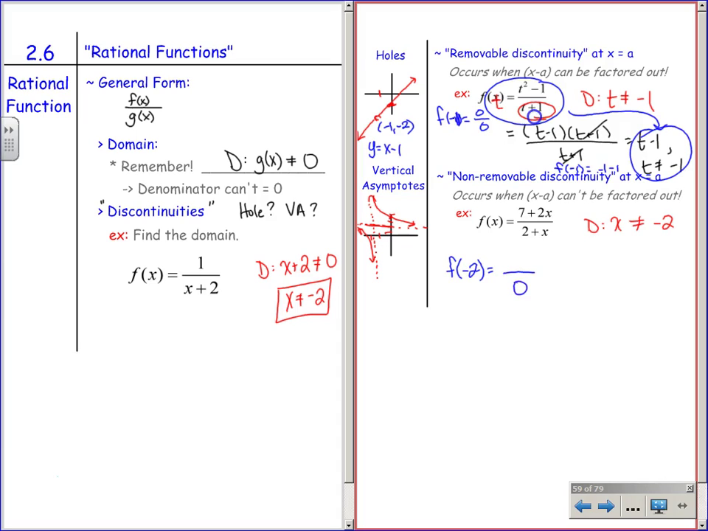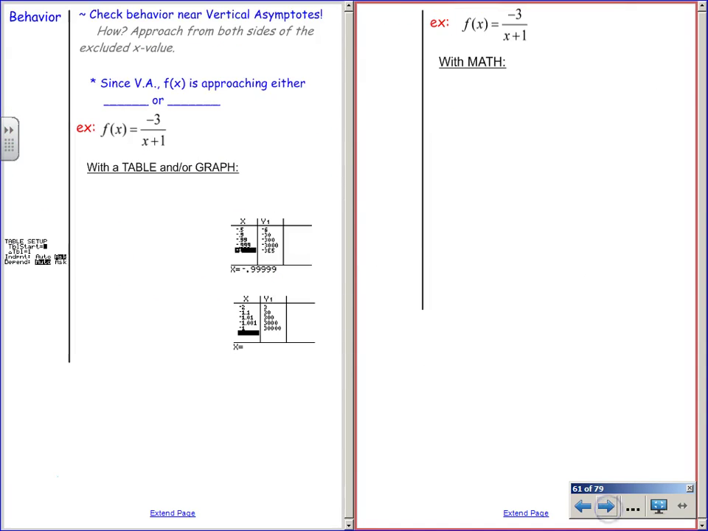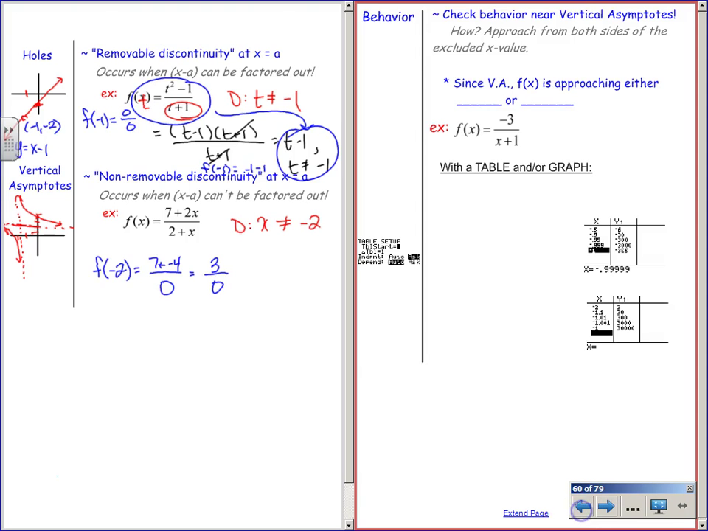In the denominator. What do we get in the numerator? Three? Are you sure? 7 plus 2 times -2 is -4, right? So then that'd be 3 over 0. I wonder if that's a pattern. Let's keep going. We're going to talk about vertical asymptotes just a little bit, and let's see if maybe this pattern might repeat itself anywhere between holes and vertical asymptotes.